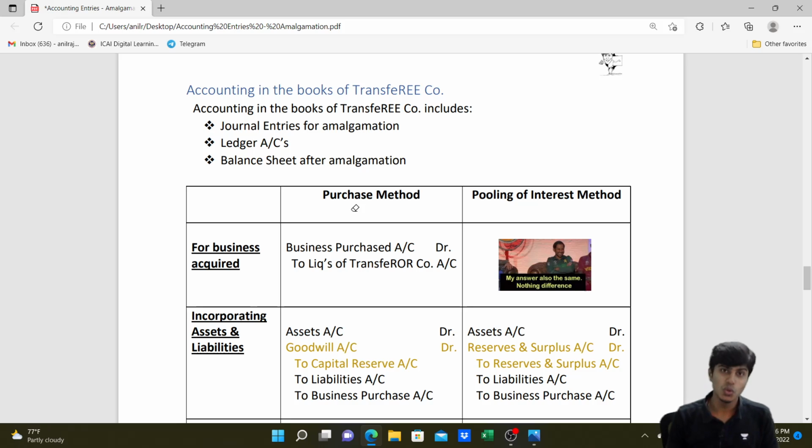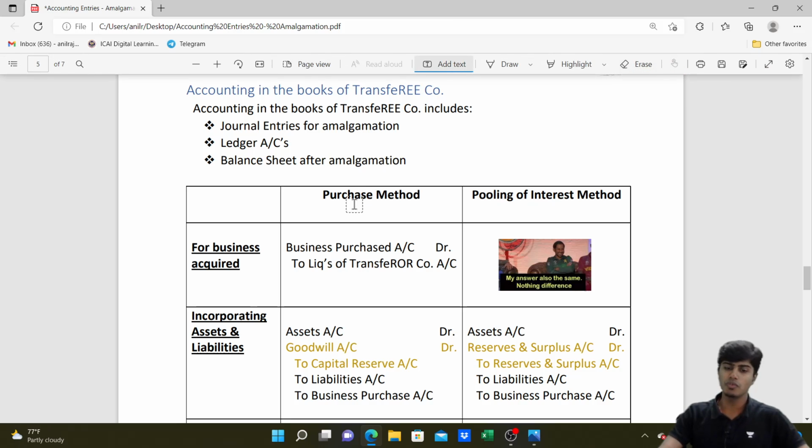Get that? So under this, there are two methods of amalgamation that we discussed previously. Amalgamation in the nature of merger and amalgamation in the nature of purchase, that will come to use here. So the accounting entries that we're going to pass are going to change at certain places depending upon the nature of amalgamation, whether it is merger or purchase. Rather than discussing them separately, I'll put both the methods one next to the other and then let's discuss simultaneously. So first we'll discuss purchase method, then we'll discuss pooling of interest method.